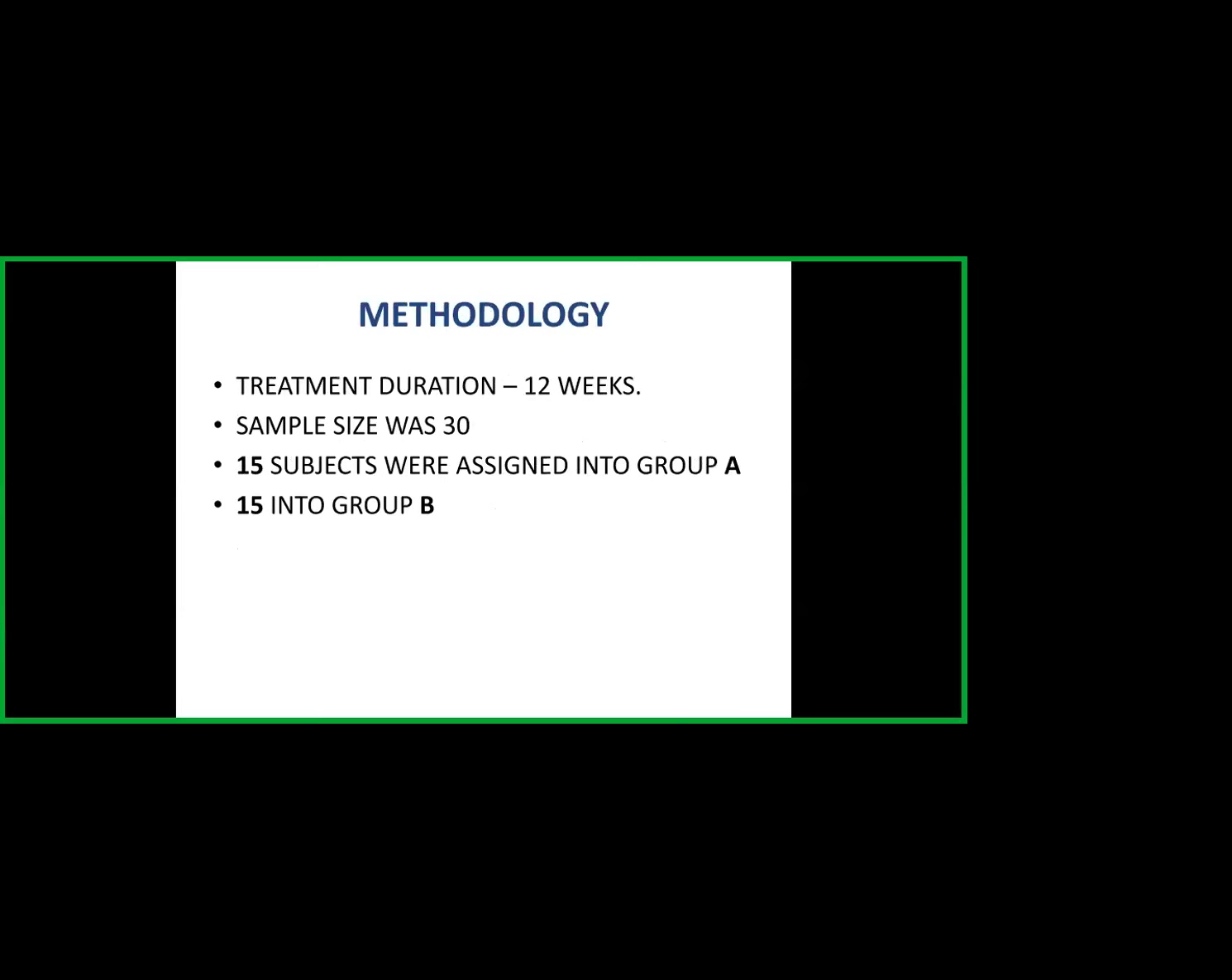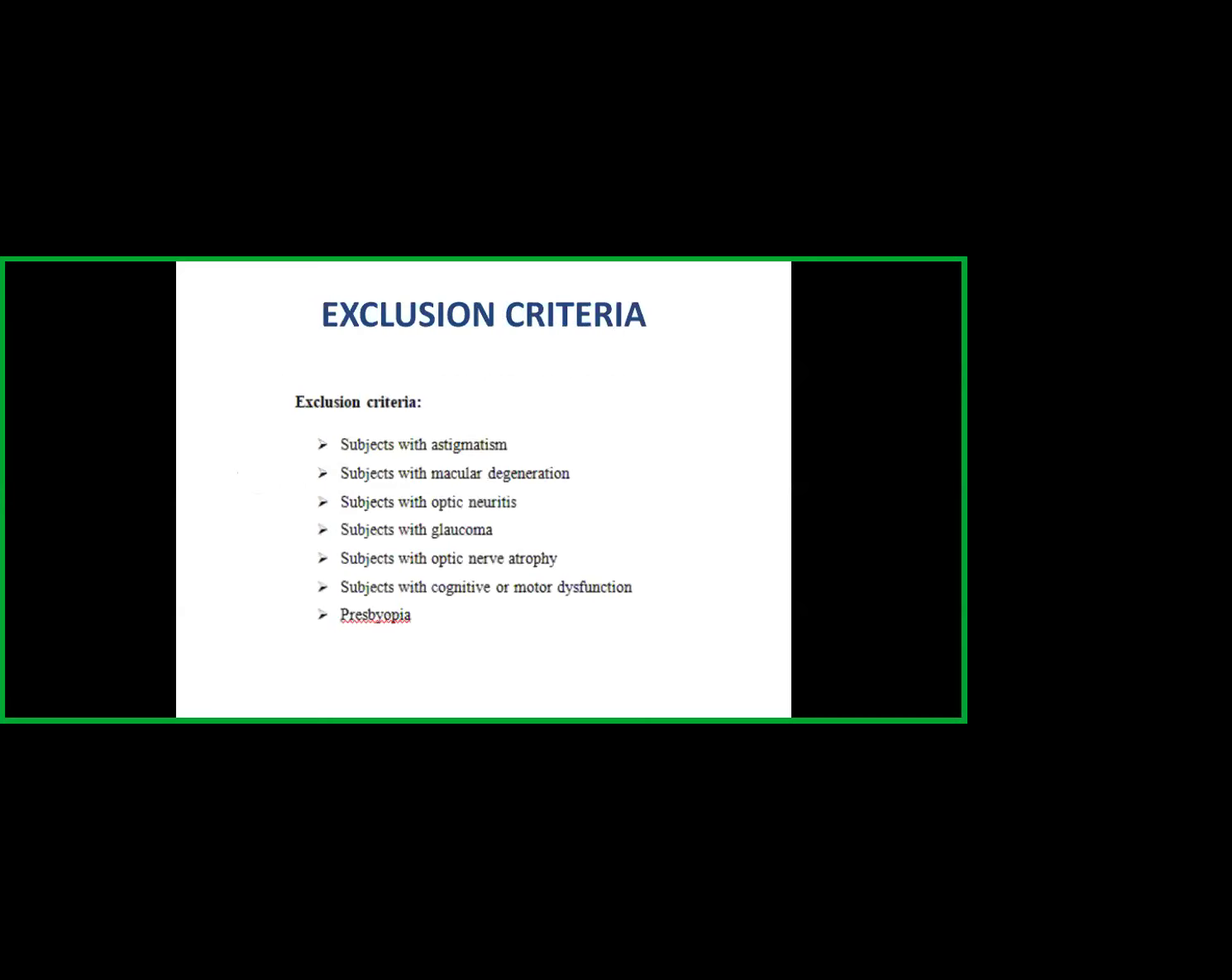Methodology of this study: the treatment duration was 12 weeks. The sample size was 30. 15 subjects were assigned into group A and 15 subjects were assigned into group B. The exclusion criteria which I had to keep in the study was subjects with astigmatism, where the curvature of the lens is not equal.